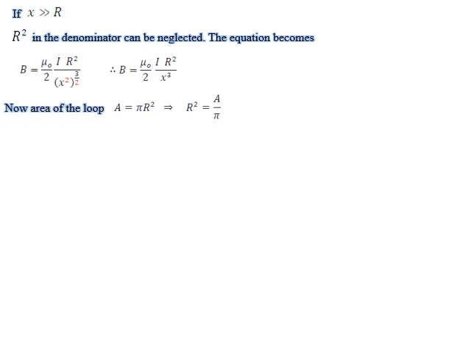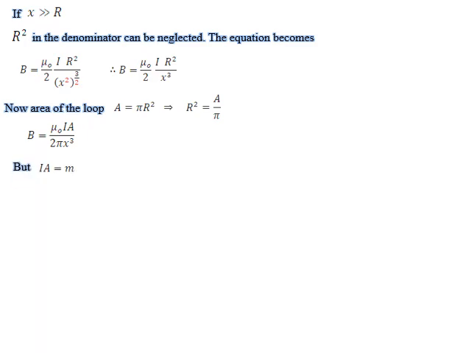We need magnetic moment m in the equation. Therefore, we will be substituting area as pi r square. From this equation, r square is taken as A divided by pi. Substitute this r square in the above equation. We will get B is equal to mu naught I A divided by 2 pi x cube.